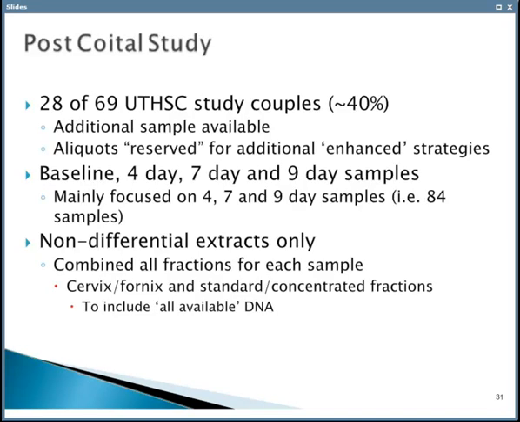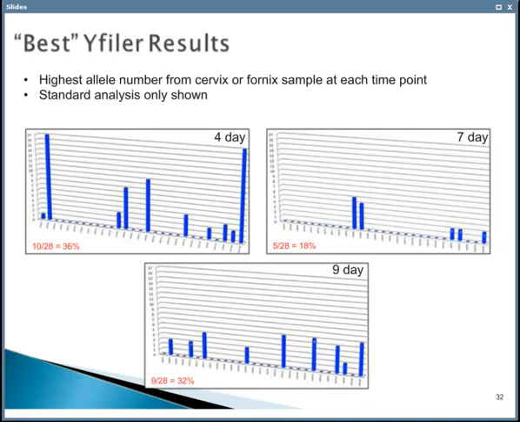So in this post-coital study, we had 28 of these study couples where we had an additional sample available. We concentrated the DNA sample, and we looked at baseline, 4, 7, and 9-day samples. But we mainly focused on the 4, 7, and 9-day samples for this particular part of the study. And so there were 84 samples. Now, I should say that these were non-differentially extracted only, so they're going to be genuine mixtures of male and female. And there were cervix and fornix samples as well.